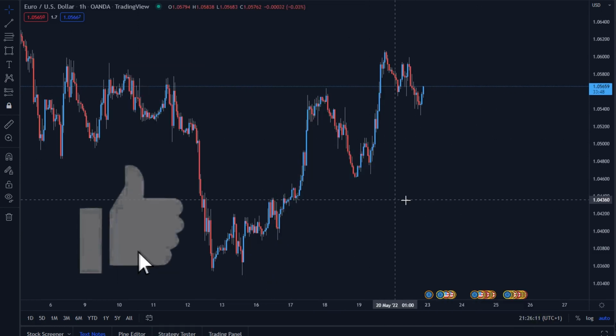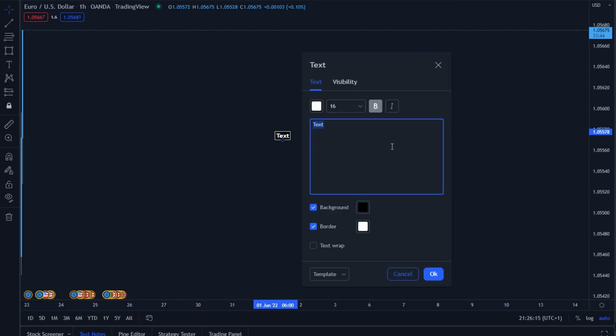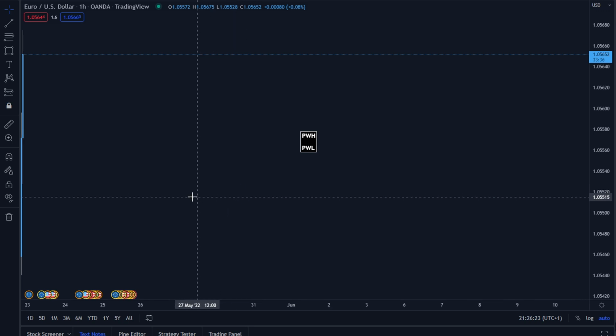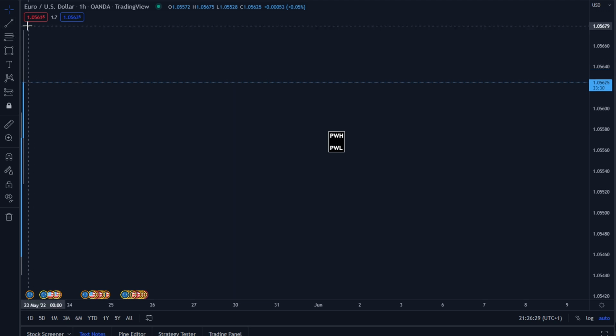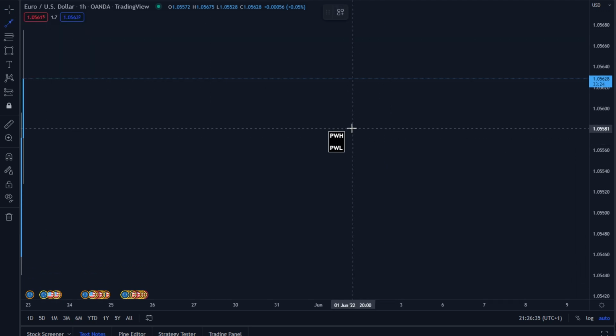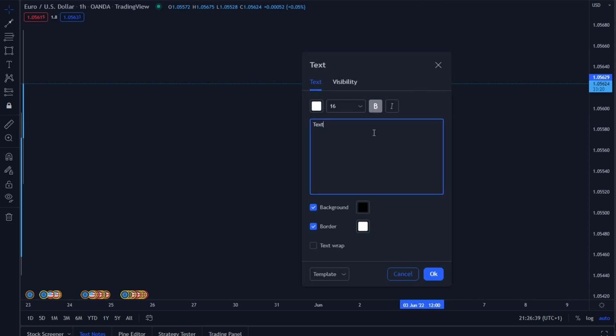So how this is going to work is we're going to be focusing on the higher time frame. It's called PWH and PWL, okay? Essentially it's a very simple technique. It's a liquidity based technique with a bit of order block. So what does this mean? Let me just write it down here.